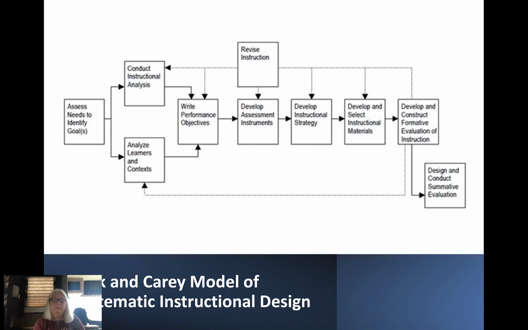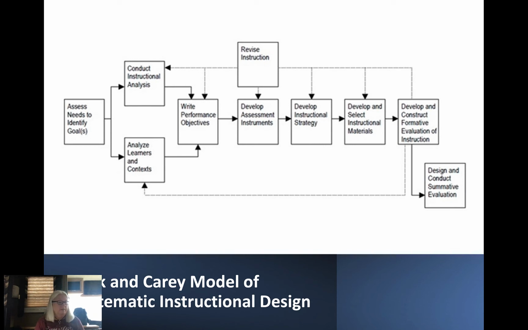Okay, so there are many instructional design models, of which most of them are based off the ADDIE model. We're going to be studying the Dick and Carey model of systematic instructional design, which is based off the ADDIE model. So if you look at it, you can kind of see the 5 ADDIE phases throughout the model, even though there are more steps to the Dick and Carey model. So it's an interactive process based on feedback. You'll see at every step there's a feedback loop that can go back and revise the instruction and make it better.